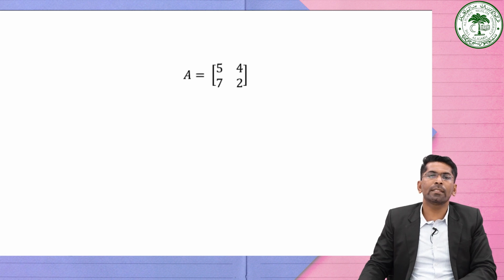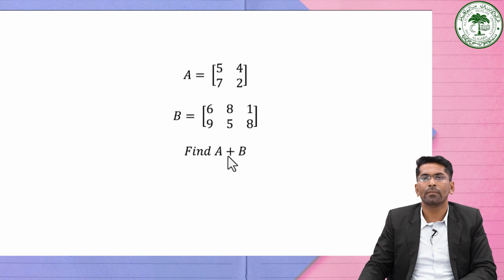Now let us consider one matrix, that is matrix A is equal to 5, 4, 7, 2 and matrix B is equal to 6, 8, 1, 9, 5, 8. See, we want to find out A plus B here. See, in this matrix addition is possible?